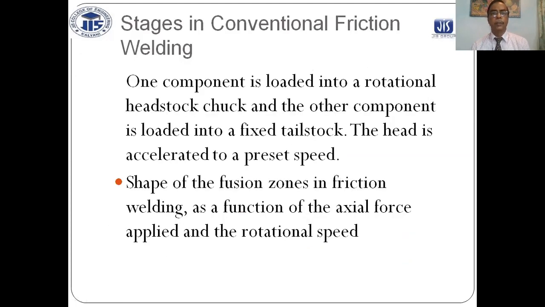Stages in conventional friction welding. One component is loaded into the rotational headstock chuck, and the other component is loaded into a fixed tailstock. The head is accelerated to a preset speed. Shape of the friction zones in friction welding as a function of the axial force applied and the rotational speed.